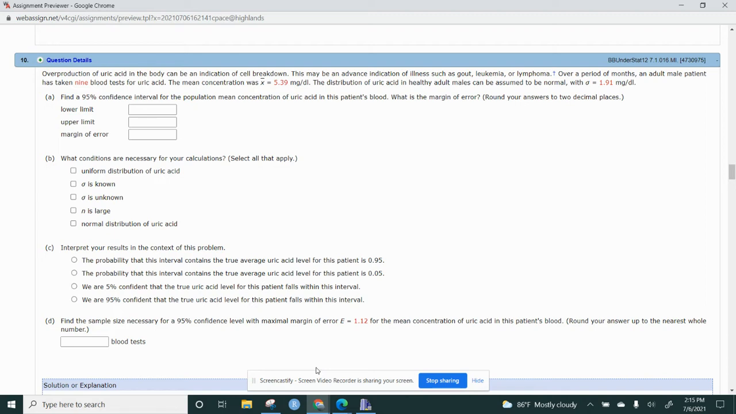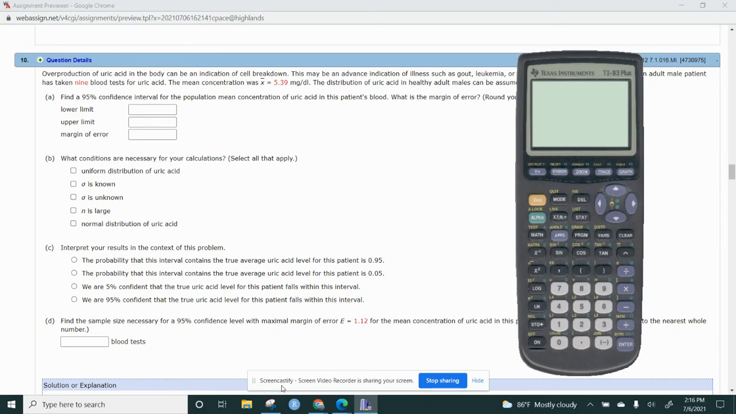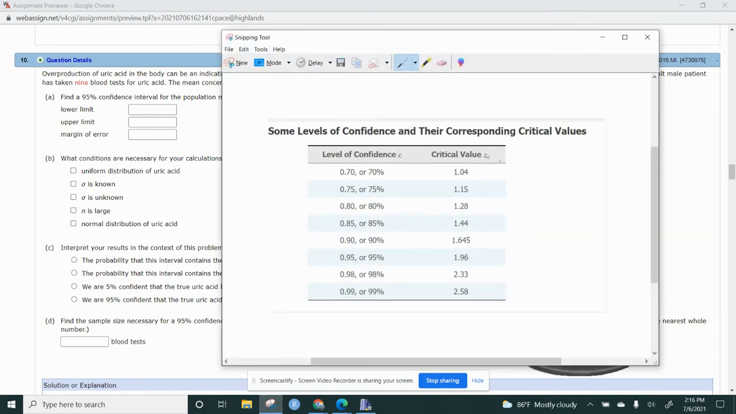Okay, so it wants me to find the 95% confidence interval for the mean population. So I need to find a confidence interval. Okay, first thing, what is the margin of error? I'm going to bring up my calculator again. All right, so 95%. Again, have this with you on the test. If I look at 95%, I get 1.96. So that is my critical value.